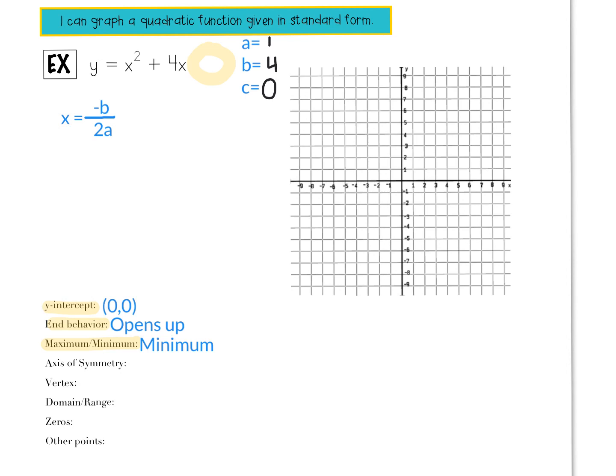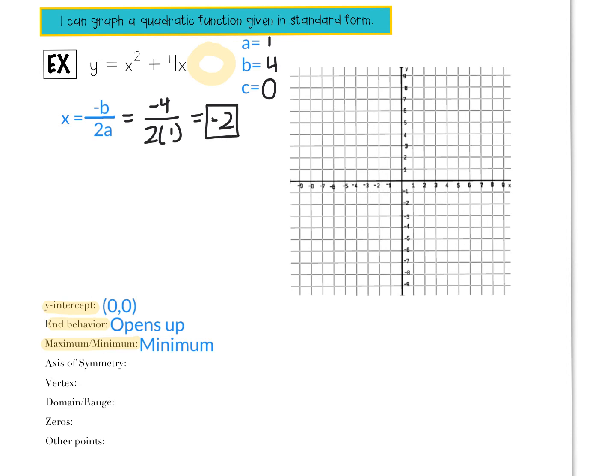So now I'm just going to plug those into my formula. I'm going to say the opposite of b. Well, if b is 4, then the opposite of 4 is going to be negative 4 over 2 times a, which is 1. So negative 4 divided by 2 is negative 2. So I have an axis of symmetry at negative 2.